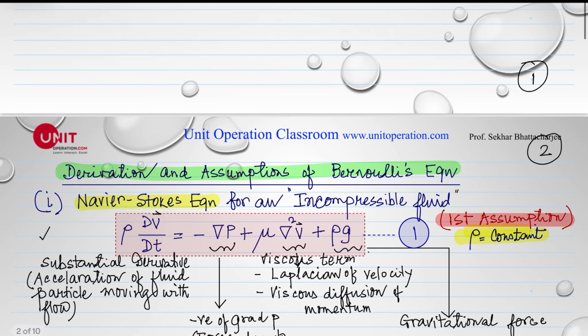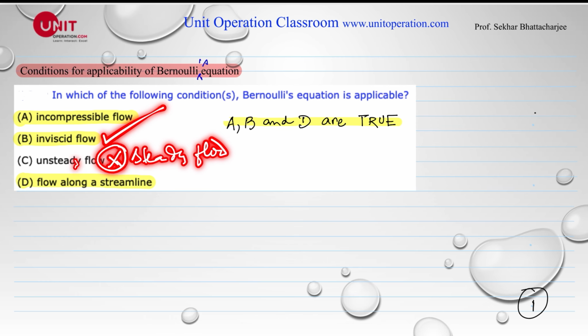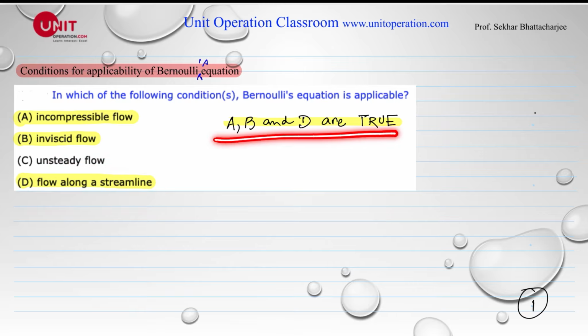So let's go into the problem now. What are the assumptions? Incompressible flow, we have seen that is correct. Inviscid flow, we have seen that is correct. Unsteady flow, that is not correct because it is for steady flow. That is steady flow, we have made all the assumptions. So this assumption is not correct. And flow along a streamline. So A, B, and D are the true answers, true options.